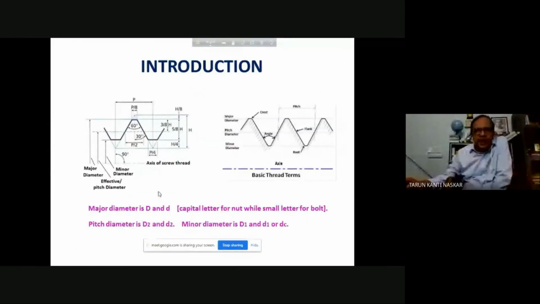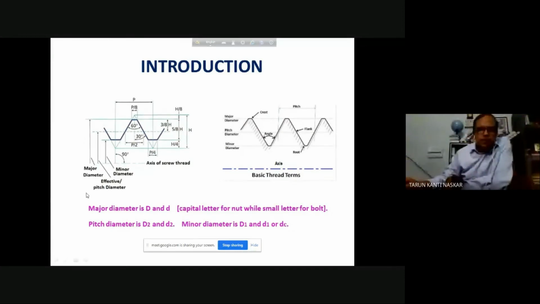Now in a larger form, you see this is the axis, then these are the threads. This is the included angle, this is crest, this is root, this is called flank. Corresponding to the root diameter is the minor diameter, in between there is pitch diameter, and corresponding to the crest it is major diameter.